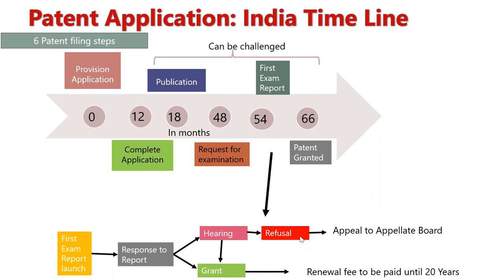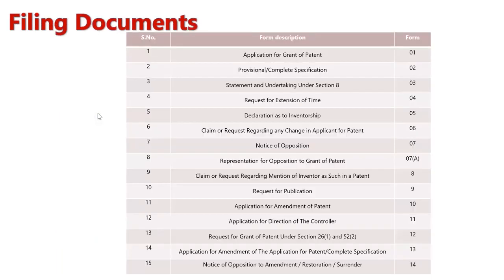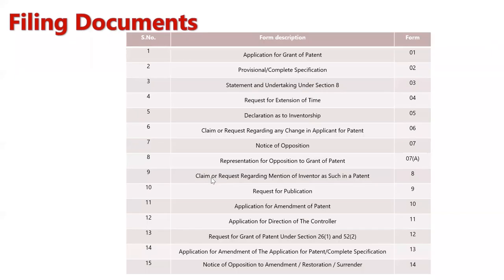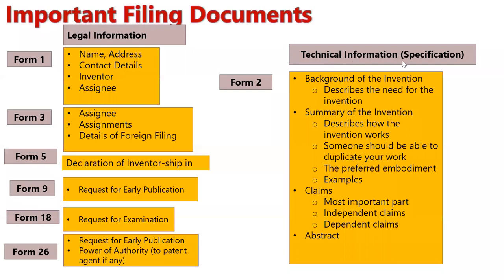So how many, what type of applications do we have to file? In our Indian patent side, there are a total of 33 forms, but not all forms are needed. First, I'm showing the total forms available, and their form numbers are also listed here. But what exact forms we need to file for a fresh application, I am listing here.